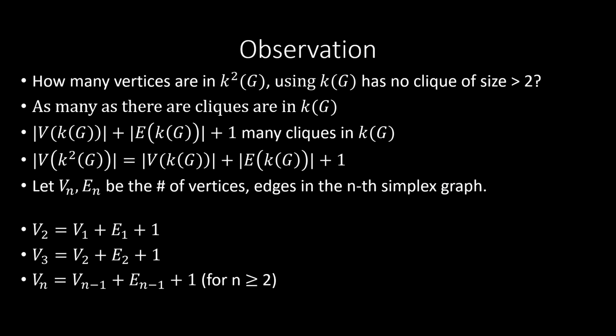V sub n equals v sub n minus 1 plus e sub n minus 1 plus 1 for n greater than or equal to 2. To use this formula, we need some way to calculate the number of edges in the nth simplex graph.